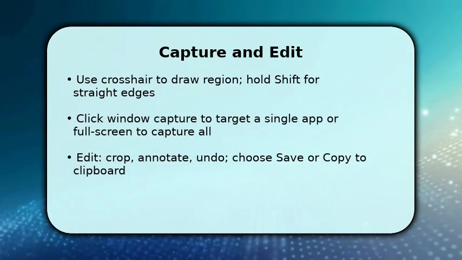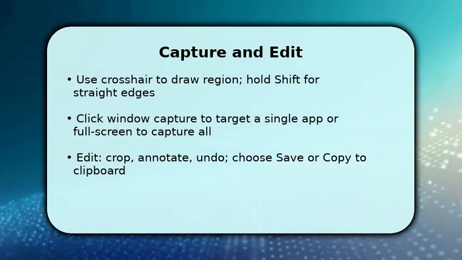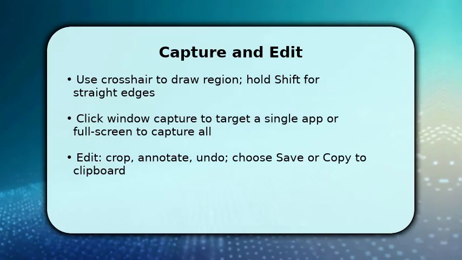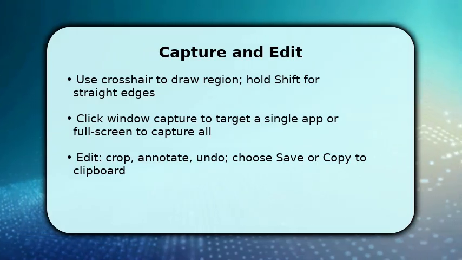Now you'll take the shot and refine it. After selecting region mode, drag the crosshair to frame content, hold Shift to constrain proportions, or pick window mode and click the app you want.